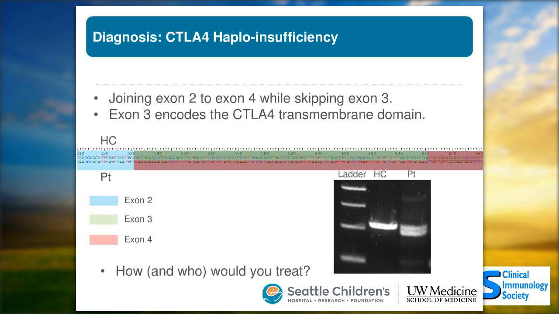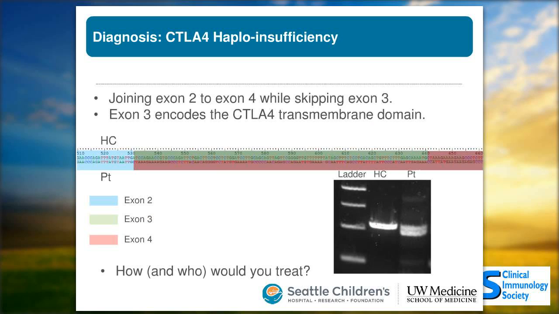On the bottom right, you can see a gel image. You can see the ladder on the left, then the healthy control in the middle, and the patient cDNA on the right side. The healthy control is one band, and that's the exact right size of the CTLA4 cDNA. The patient, on the other hand, has two bands. One of them is the same size, but the other one is a smaller size. So we have two different bands.